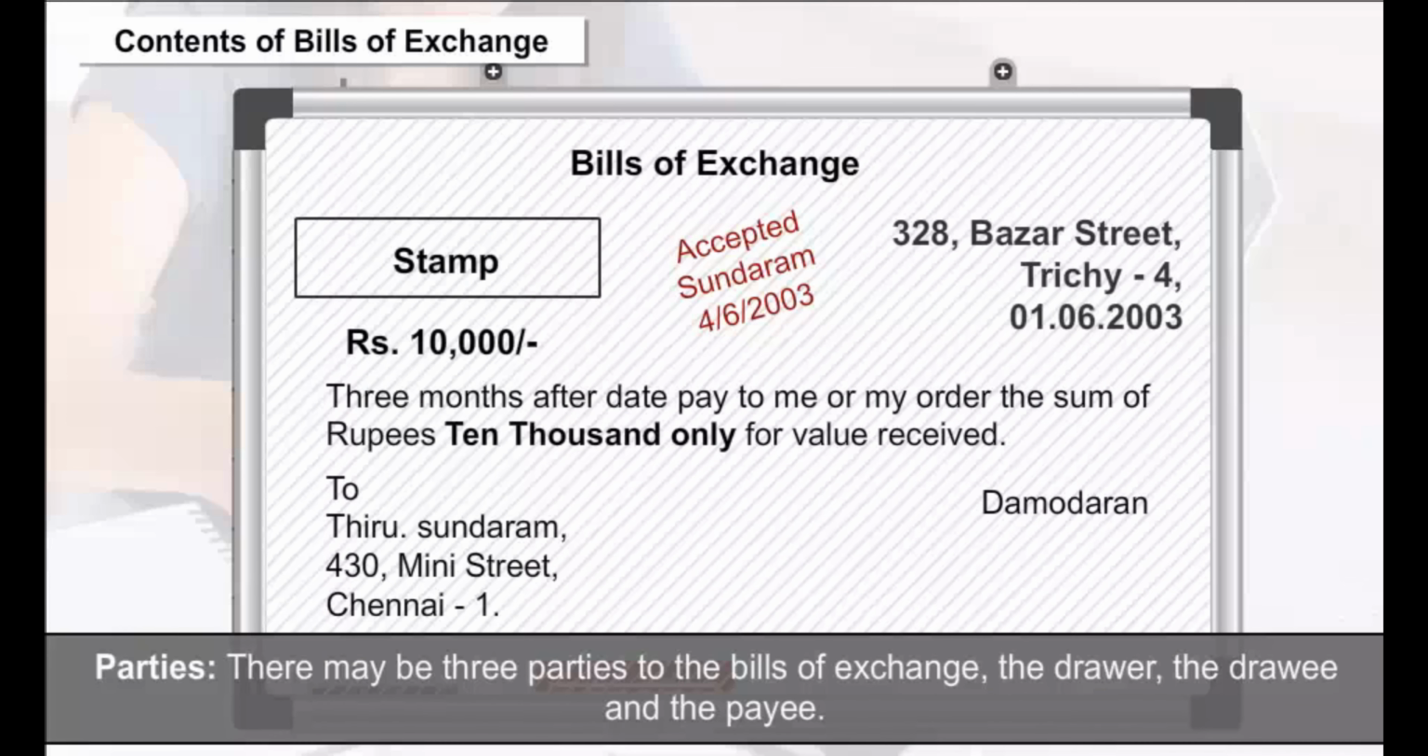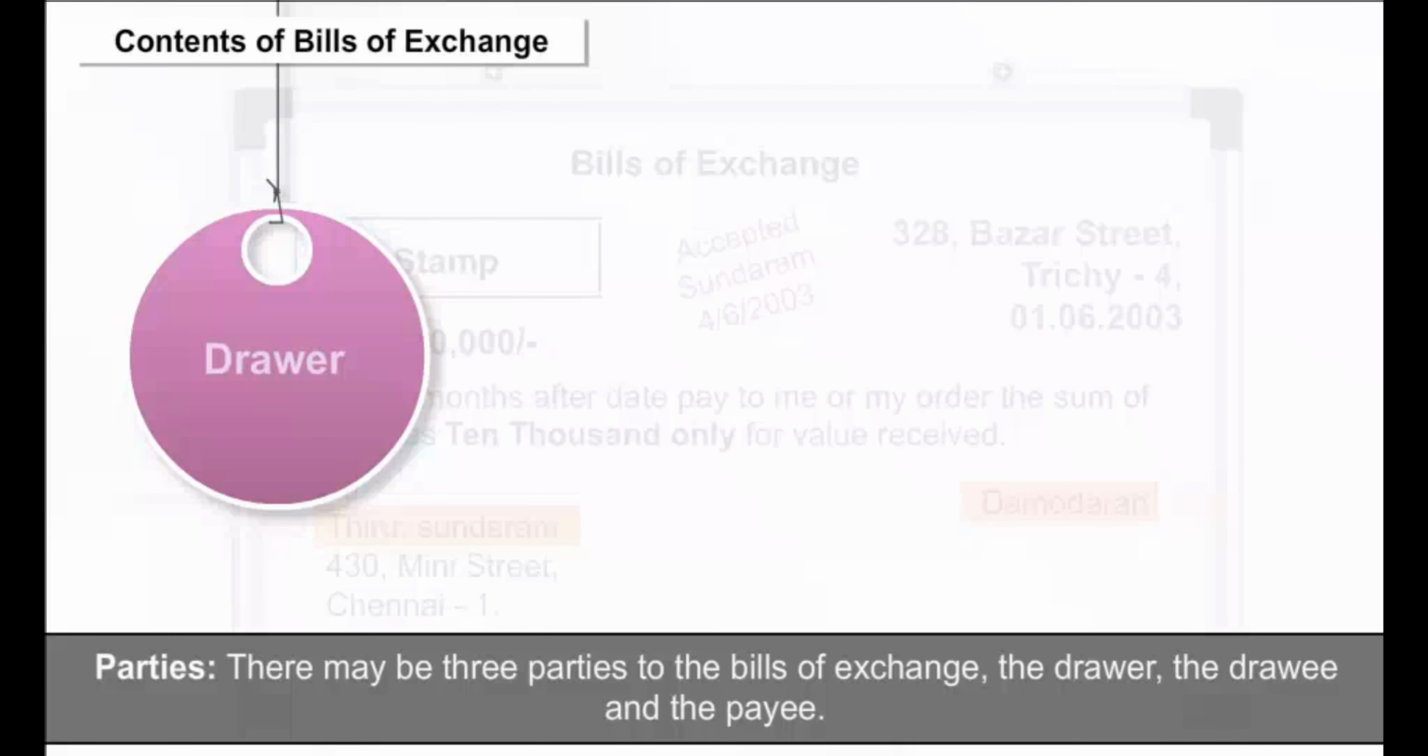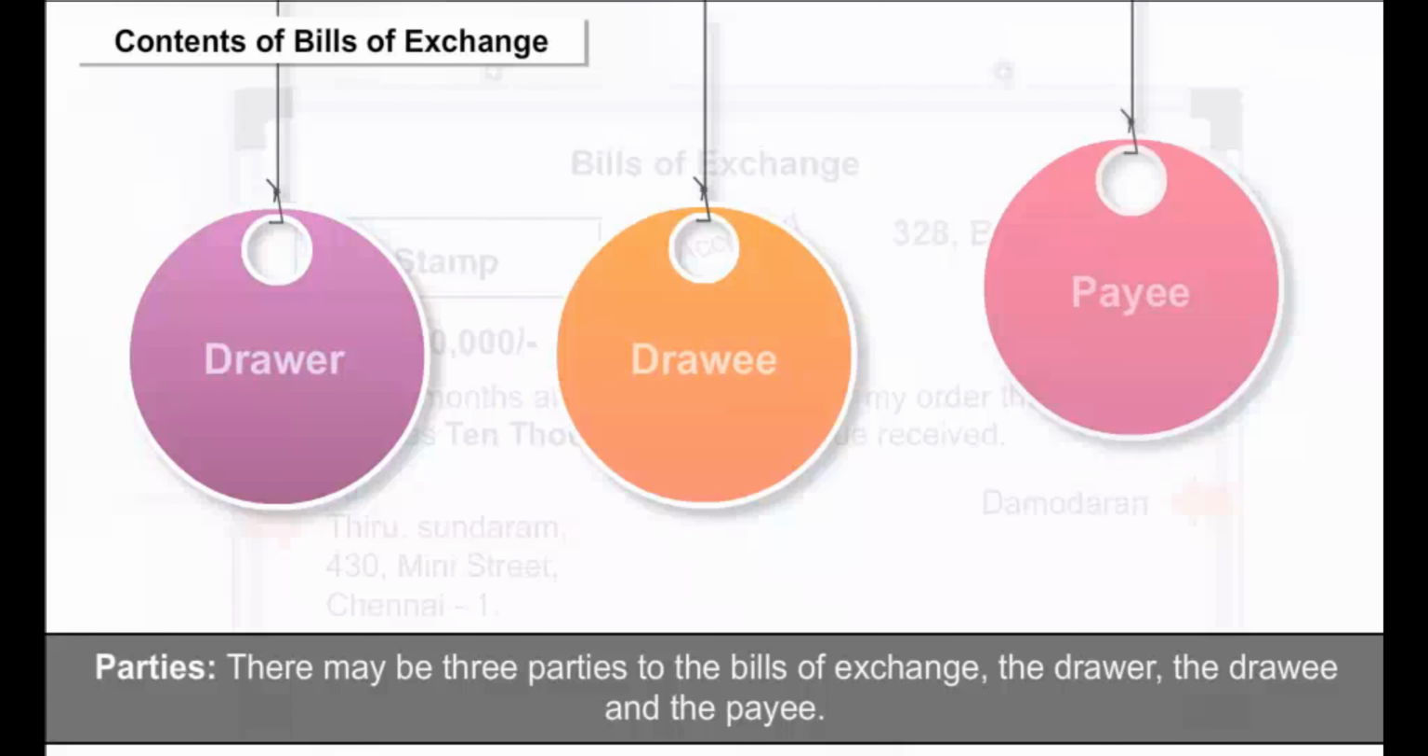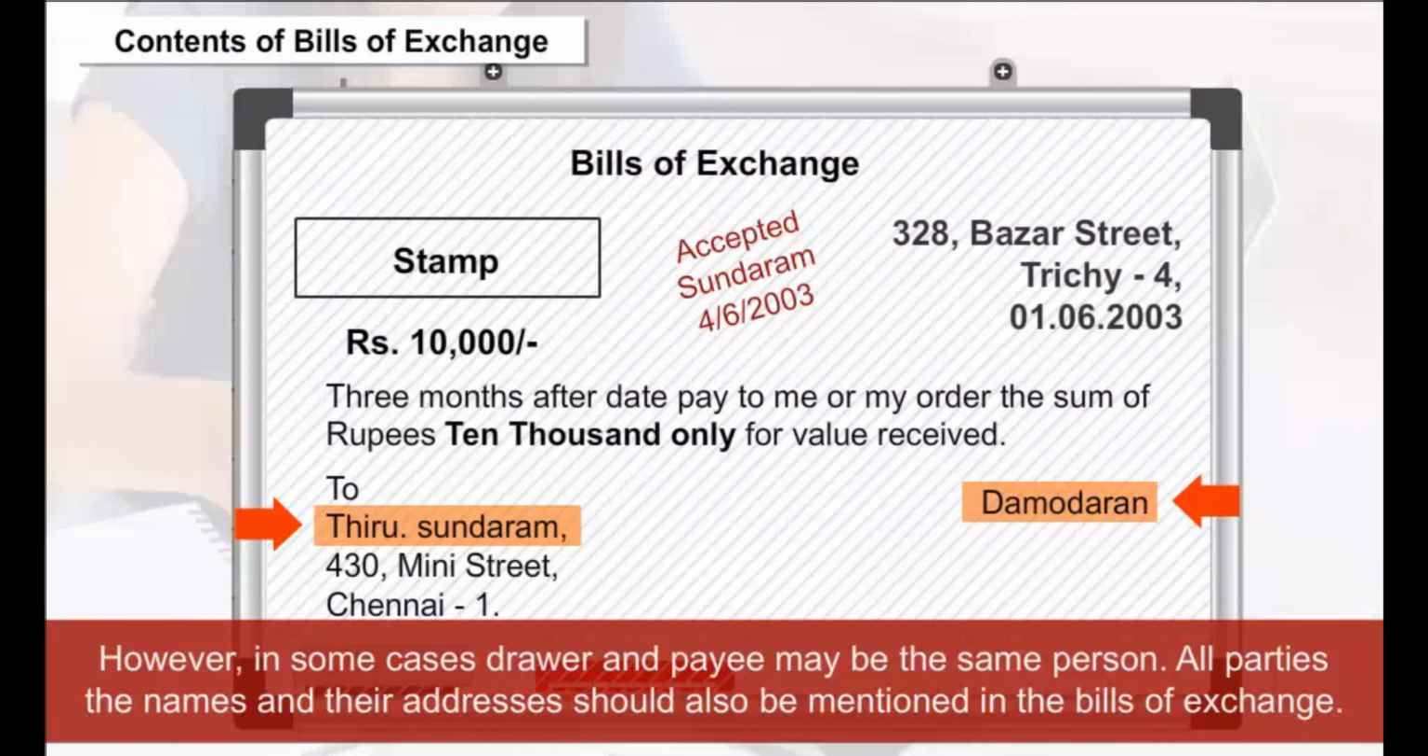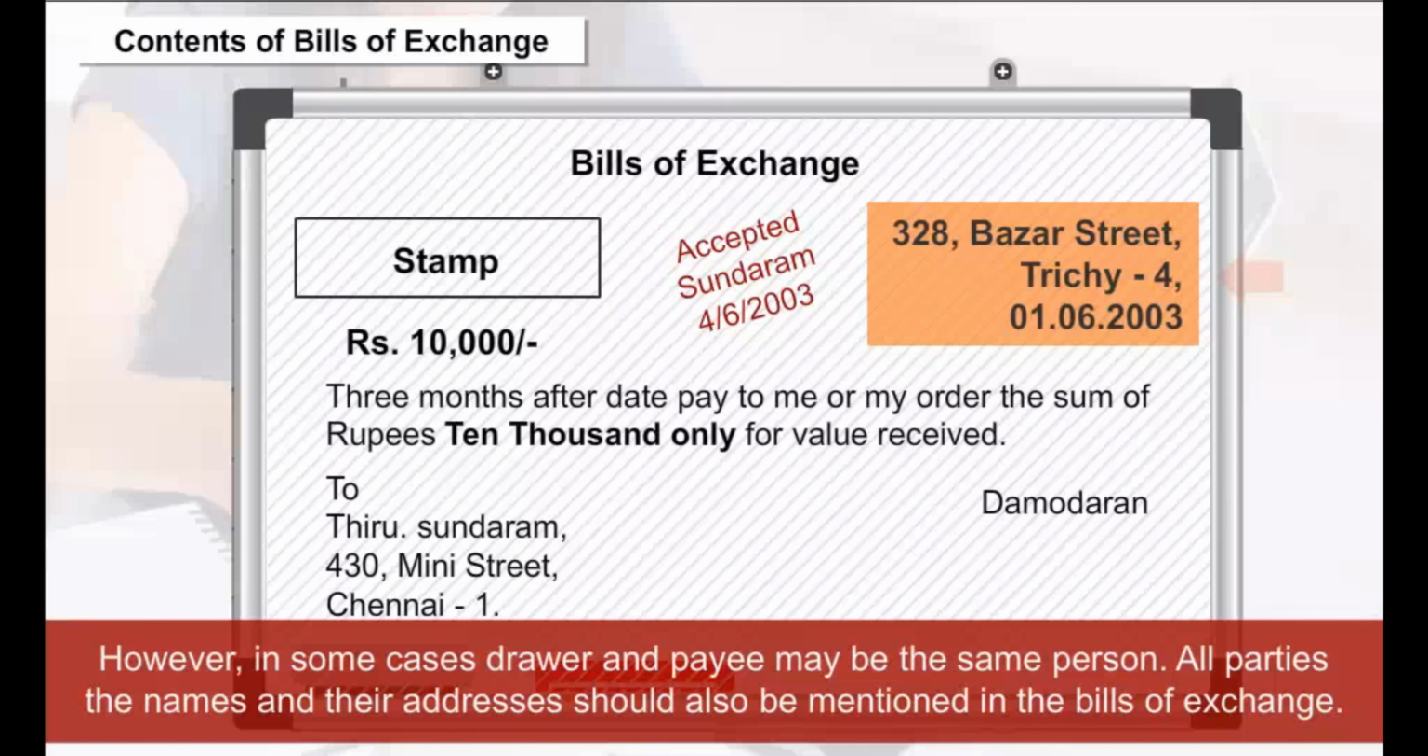5. Parties. There may be 3 parties to the bill of exchange: the drawer, the drawee, and the payee. However, in some cases, the drawer and payee may be the same person. The names and addresses of all parties should also be mentioned in the bill of exchange.